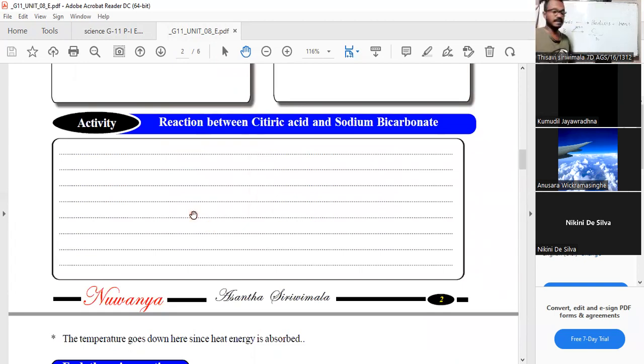So citric acid is a weak acid, the acid in a lemon, right? It is reacting with sodium bicarbonate. So we can draw a diagram.